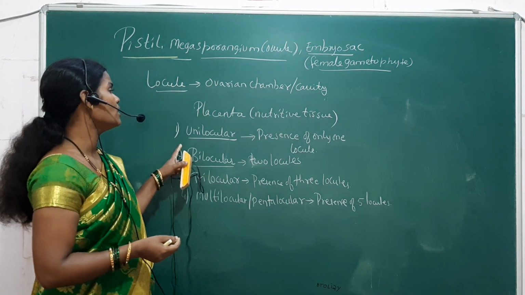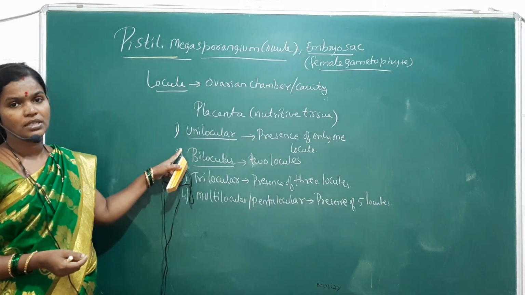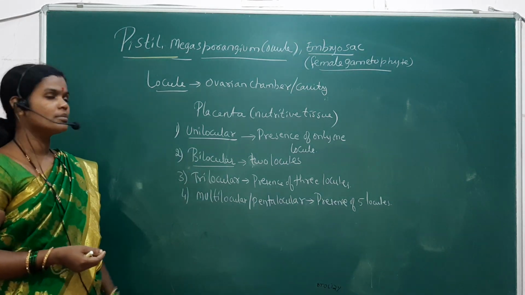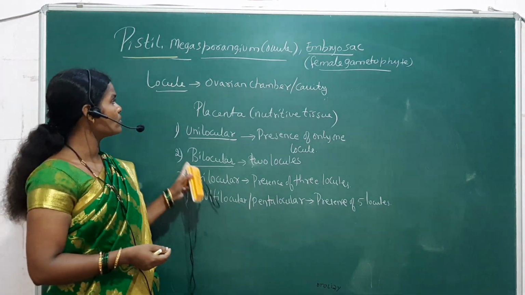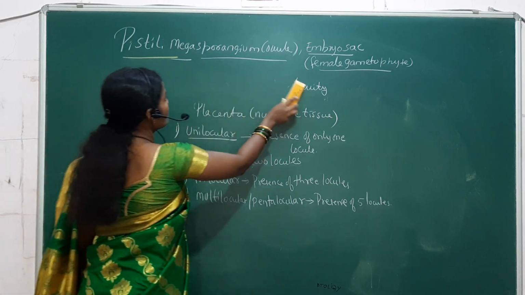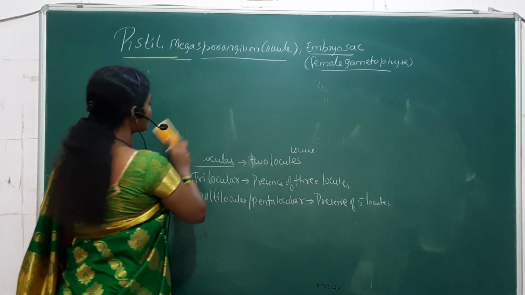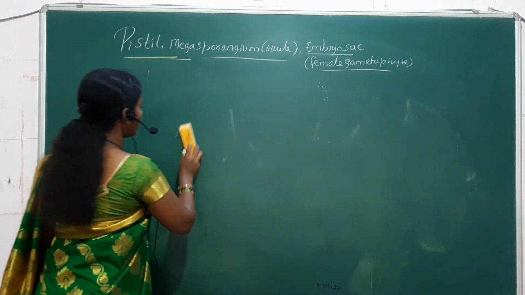So based on the presence of the locule, or the chamber or the cavity, present in the ovary, this many types you are going to see. So this is about the condition of the locule. Okay. So the pistil is completed now. We are going to see the Megasporangium.